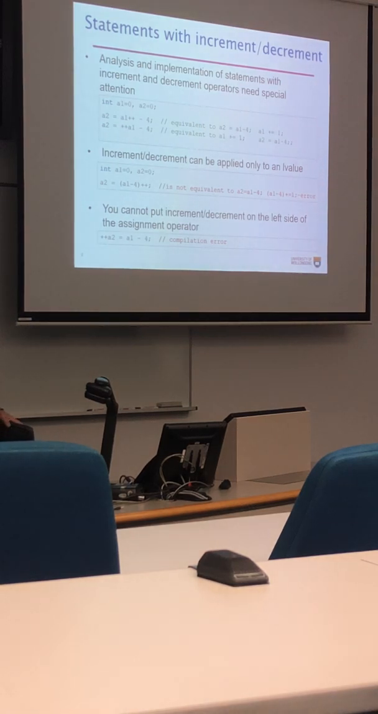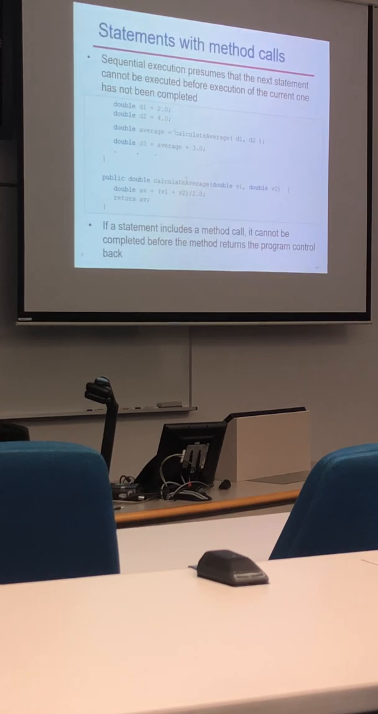So the increment and decrement operator can be applied only to an L value, right? If you say a1 = 0, a2 = 0, and a2 = a1 - 4++, the compiler makes noise. You cannot apply it to an R value. So you cannot put the increment and decrement operator on the left side of the assignment operator. You cannot say ++a2 = a1 - 4. This will lead to a compilation error.